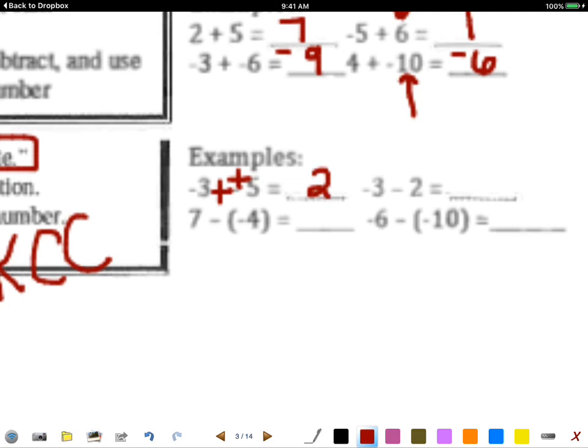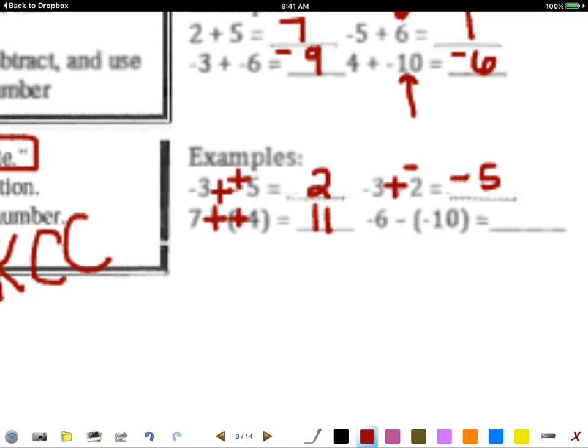Gotcha. Look underneath. 7 minus -4. Change the subtraction to plus, and then the opposite of a negative 4 is a positive 4. So really, that's just 7 plus 4. 11. Negative 3 minus 2. Change the subtraction to addition. And the opposite of 2 is a negative 2. So now we've got a negative 3 plus a negative 2. They're same sign. When they're the same sign, you're going to add and keep the sign. Negative 5.